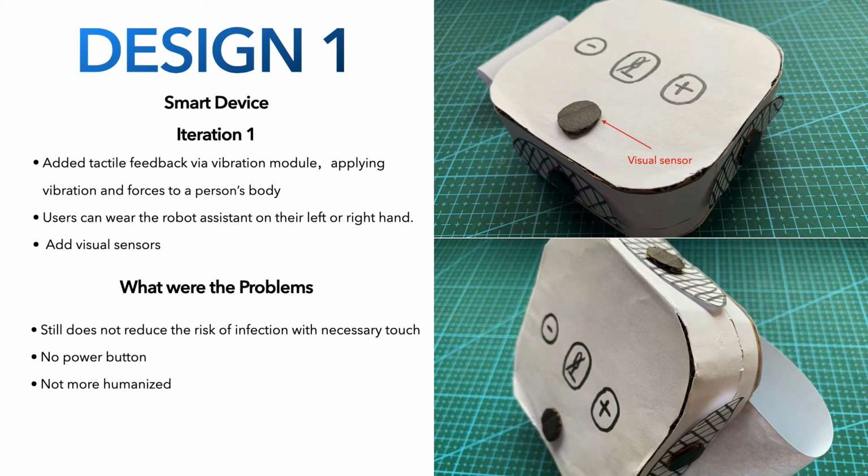The important change is adding a visual sensor, and the user can wear the robotic assistant on the left or right hand. The robot with the added visual sensor can better help the visually impaired. When walking, the robot can scan the surrounding environment, judge whether there is an obstacle ahead, and give feedback to the user through vibration. It can also help the user read text and describe objects to reduce the number of times they touch them. However, it still does not reduce the risk of infection from necessary touch, and there is no power button.